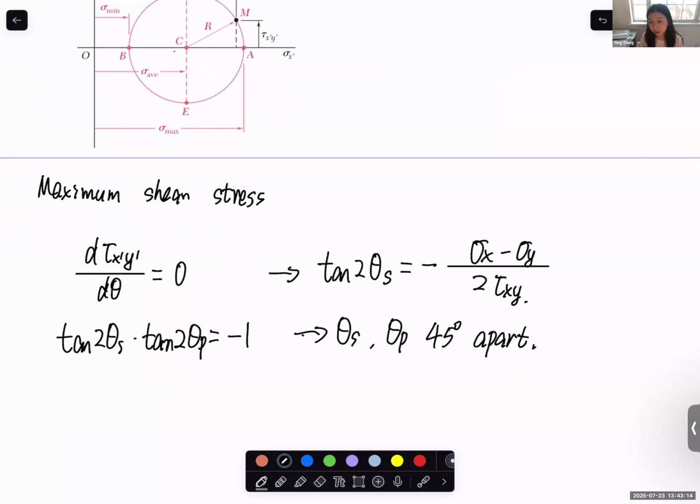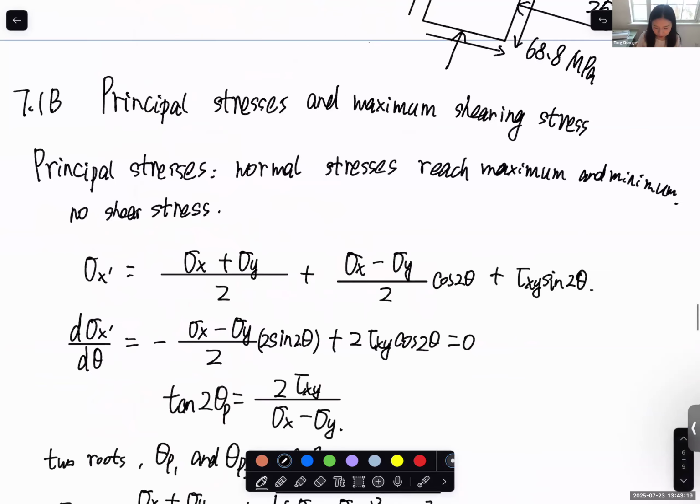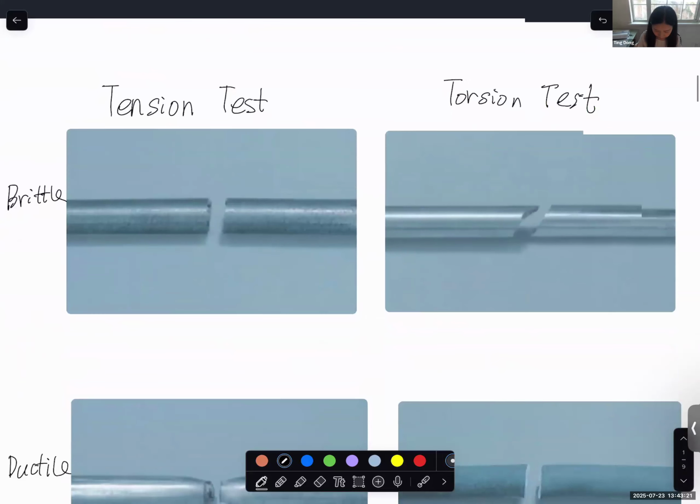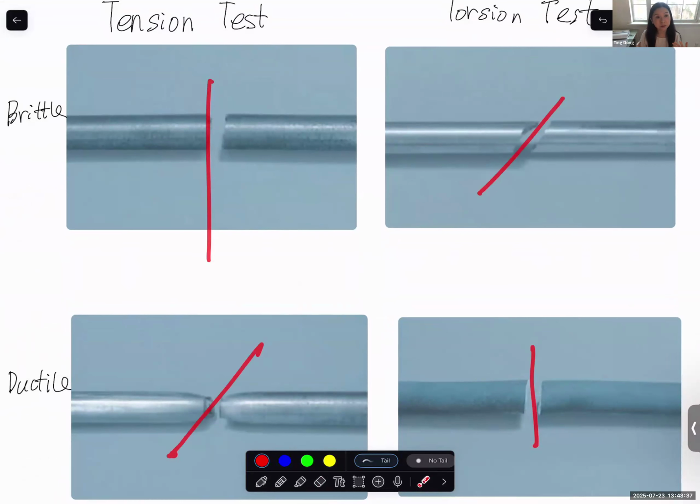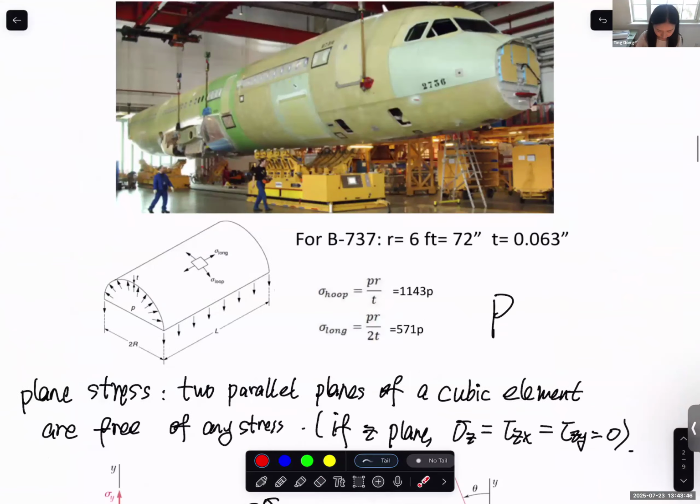And this is very important information, which can explain why sometimes a material fails on a 45-degree plane, sometimes it fails 90 degrees to the actual direction, or sometimes it fails on this 45-degree plane. We don't have a lot of time to explain this in this class, but I will try to explain in more detail in the next class. Let's finish this derivation part.